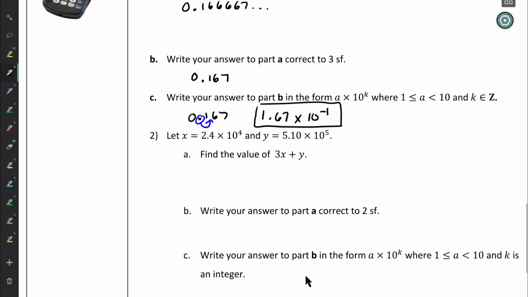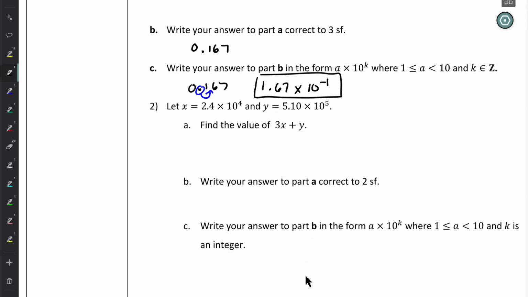Next example. Let x equal 2.4 times 10 to the 4 and y equals 5.10 times 10 to the 5. Let's find the value 3x plus y. Okay? So we can go ahead and see what our calculator display is going to look like, but I want to put it into, I want to write it out, and we're going to put this into the calculator. We're not going to try and do this by hand. That would be kind of obnoxious. So let's go ahead and punch this into our calculator.